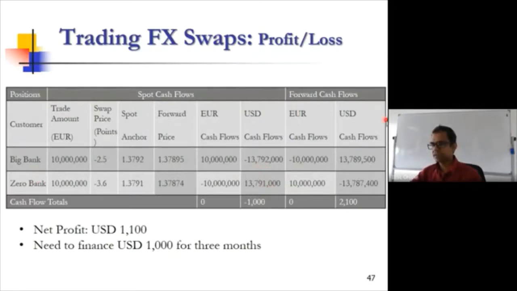Then after 3 months, on the maturity date of the transactions, in the first transaction, ABC Bank sells euro. So therefore the euro cash flow is negative, but with the zero bank, it's a positive cash flow because ABC Bank buys back euro 10 million. Then the dollar cash flows can be calculated based on the forward rates calculated here. So accordingly, when ABC Bank sells 10 million euros, the bank receives $13,789,500.